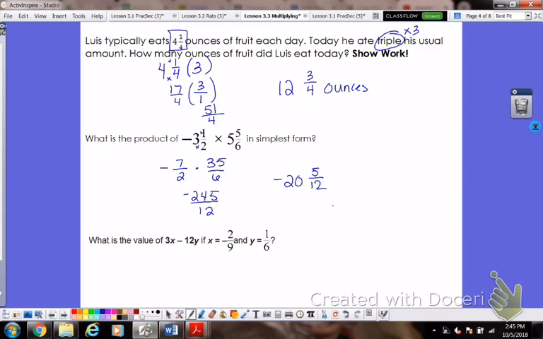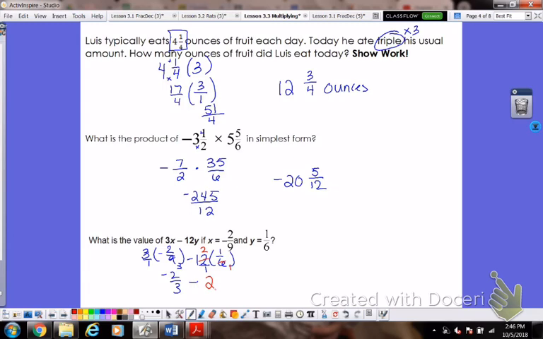And final problem for this lesson, we show our substitution. 3 times negative 2/9 minus 12 times 1/6. I'm going to rewrite this as 3 over 1 so that they reduce. Leaves us with negative 2/3 minus, again, write that over 1. 12 and 6 reduce, so 2 times 1, 1 times 1, so negative 2/3 minus 2.